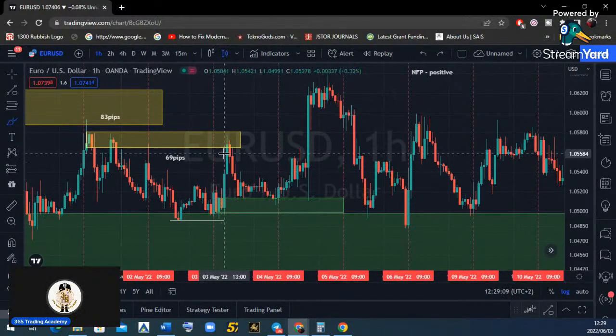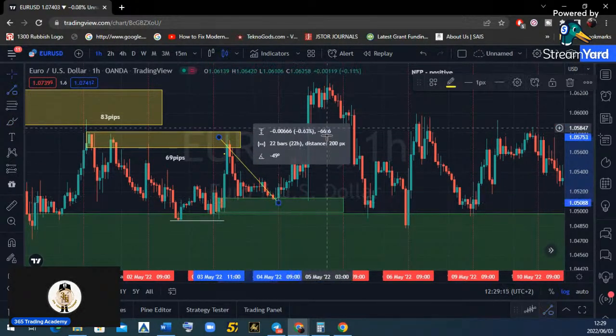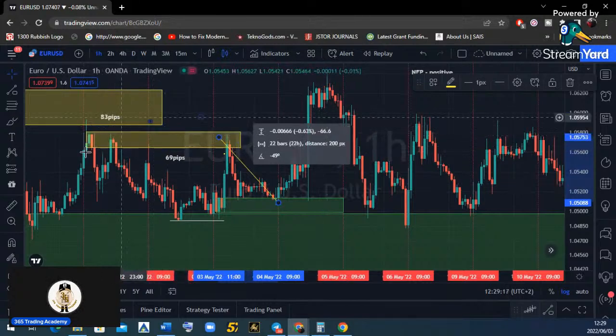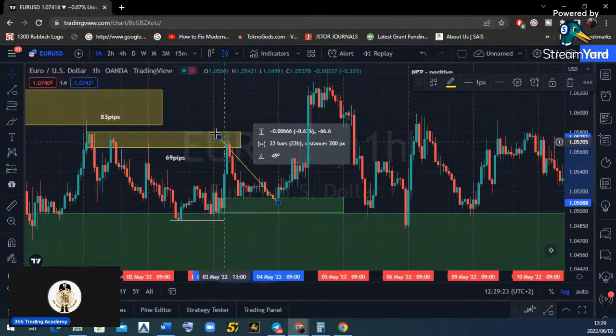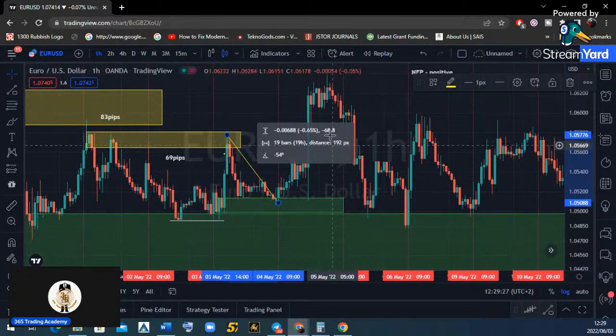So it went up 84 pips, then came back down all the way to end of day, about 66 pips. So here the whole movement was about 83. Here price moved down 69. Here it went up 84, but then came back down 66. Let's just quickly correct this, just make sure we're as accurate as possible. The 68.8, basically 69 pips.